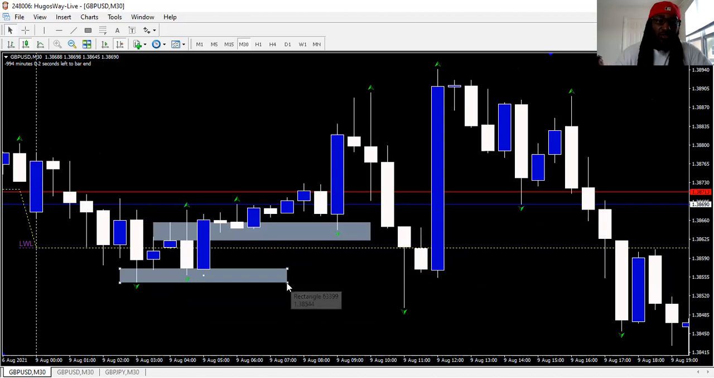And all you do is just drag your zone on over, guys. Just drag your zone over. Drag your zone over. And you can see price came down, rejected this zone again, push right back up.